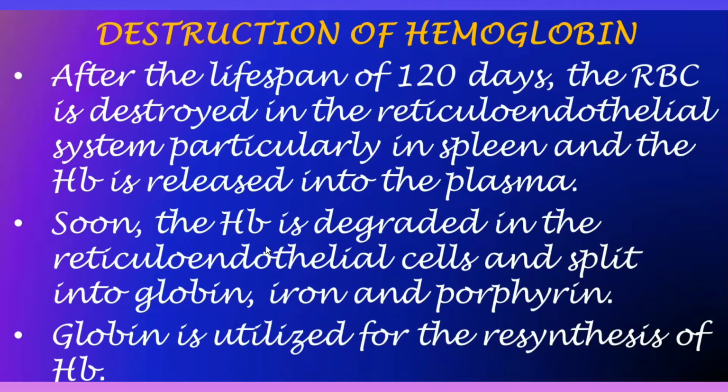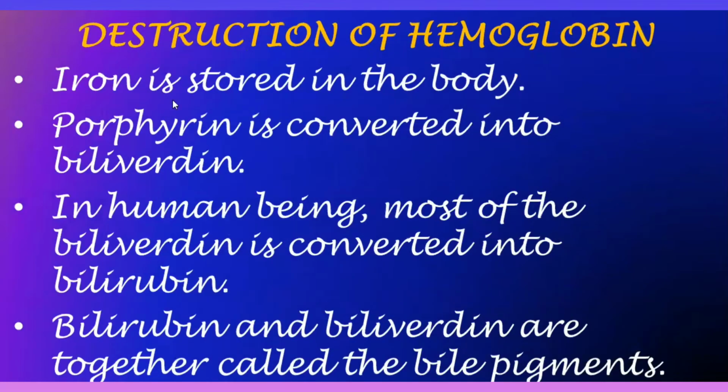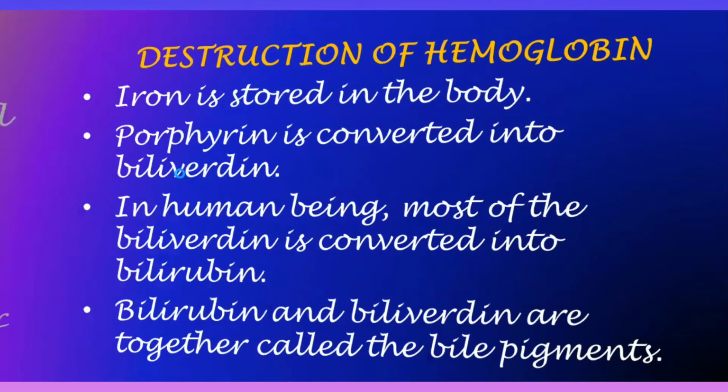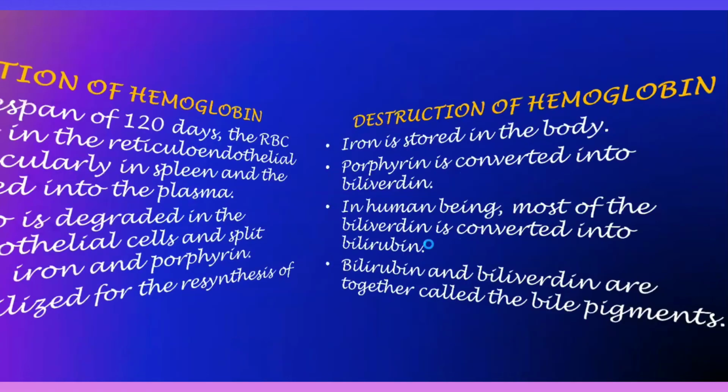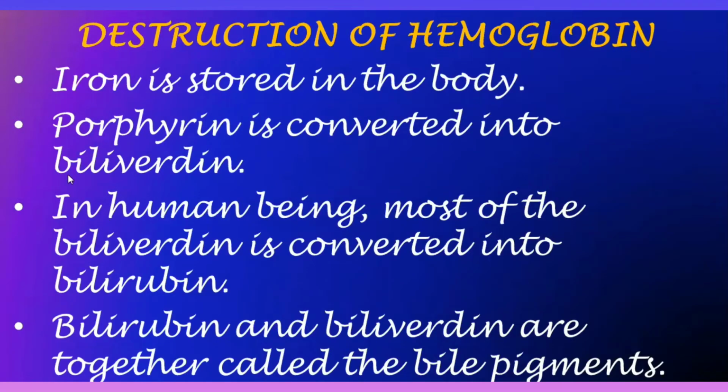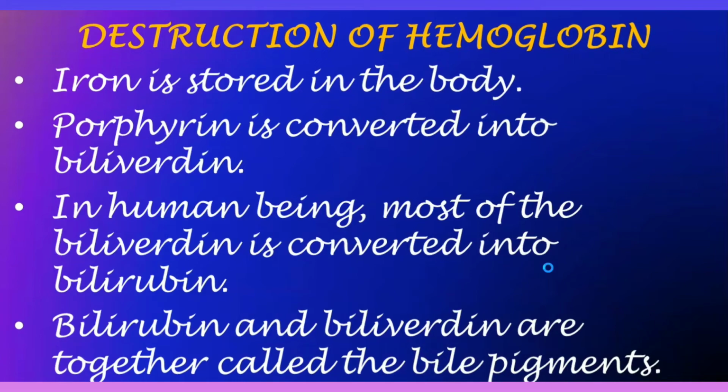After degradation, they become three, that is globin, iron, and porphyrin. They get split up. This globin is utilized for the resynthesis of hemoglobin, and iron is stored in the body. Porphyrin is converted into biliverdin. From where did this porphyrin come? It came from the degraded red blood cells. In human beings, most of the biliverdin is converted into bilirubin. Biliverdin and bilirubin are together called bile pigments.